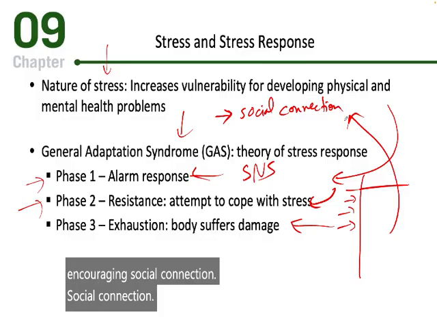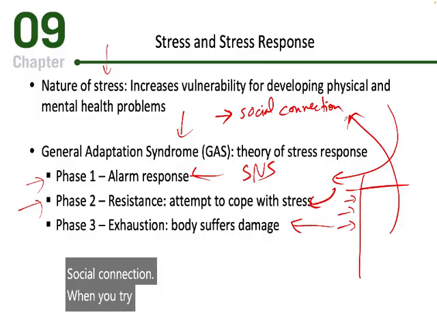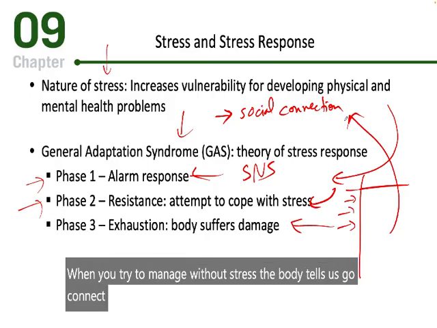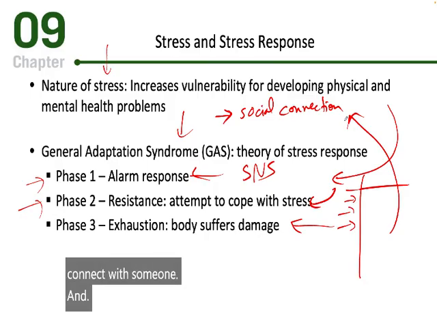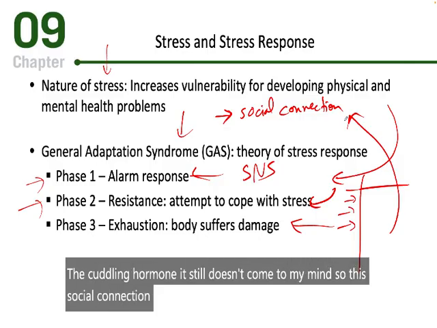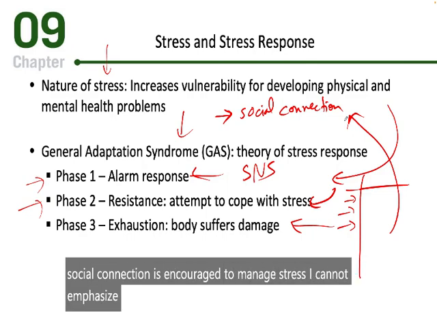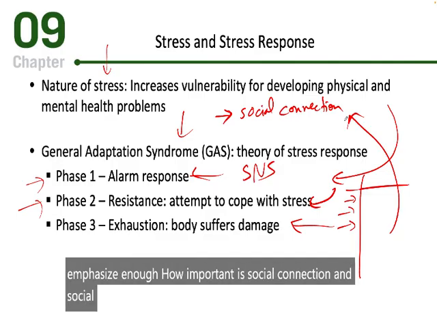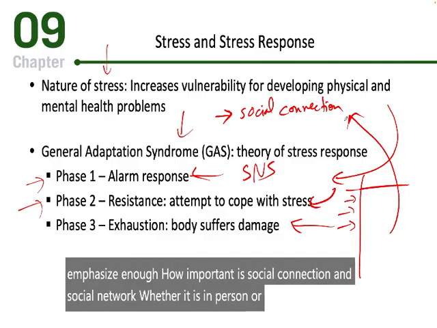Now, when you try to manage our stress, the body tells us, go connect with someone. The cuddling hormone, it still doesn't come to my mind. So this social connection is encouraged to manage stress. I cannot emphasize enough how important social connection and social network are, whether in person or virtual, to manage our stress.